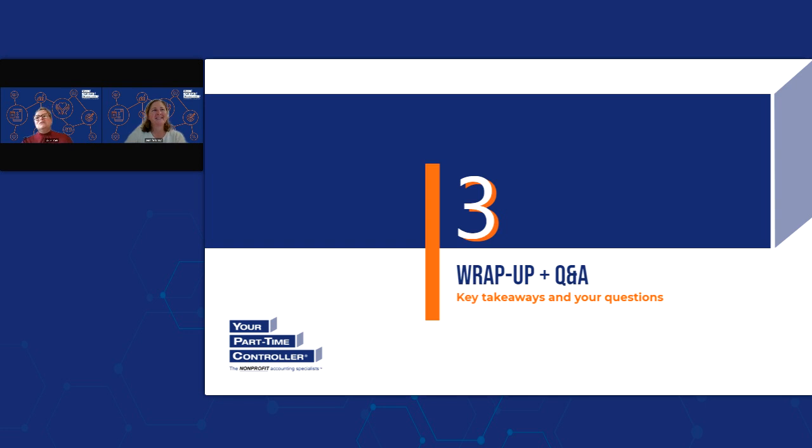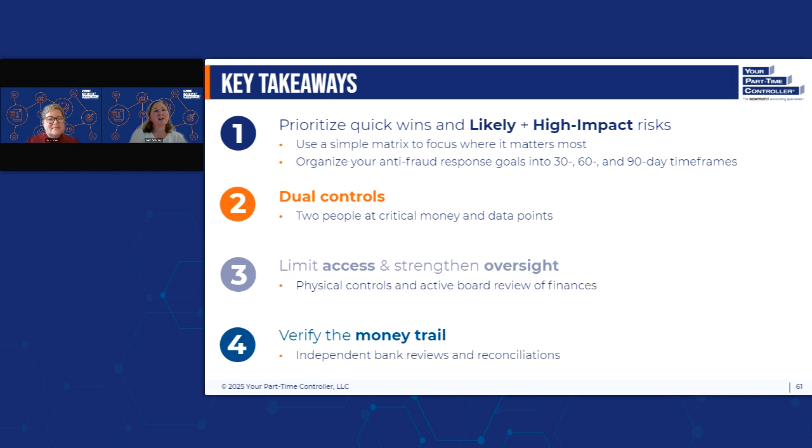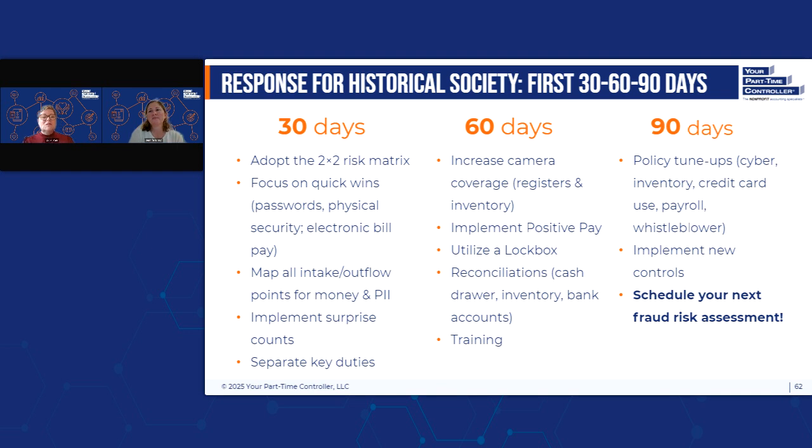All right, let's wrap up quickly. We want to prioritize our quick wins, focus on likely high impact risks, use a simple matrix to help you focus where it matters most, and organize your response plan into 30, 60, 90-day increments. Make sure you're focusing on dual controls, limiting access, strengthening oversight, and verifying your funds and your assets through reviews and reconciliations. And here are some of the goals we have in place for our Historical Society of Transylvania based on our assessment.